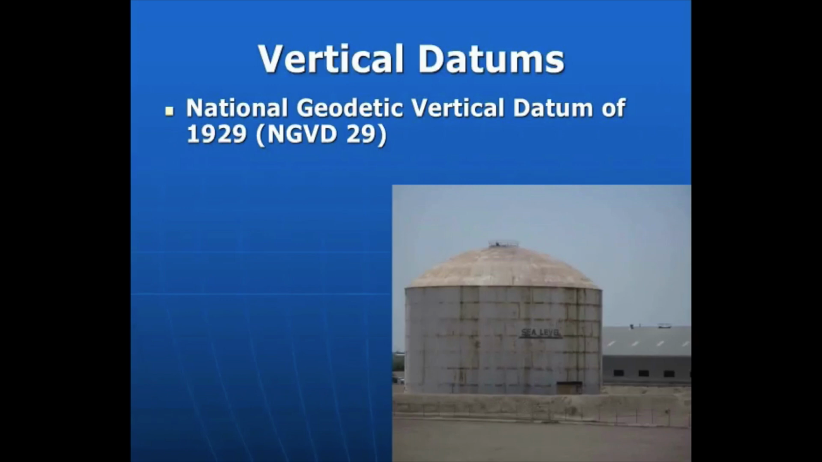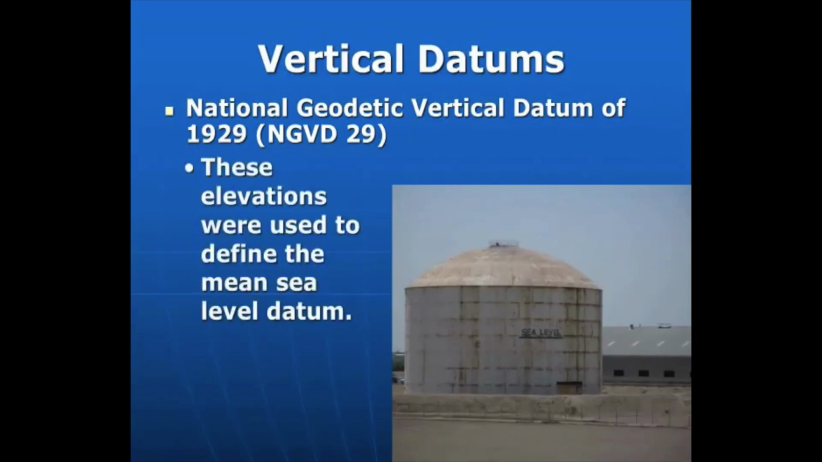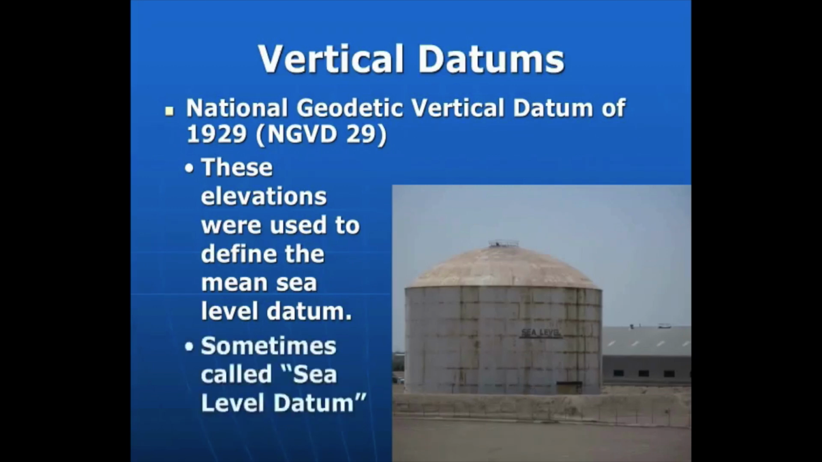In the southeastern corner of California. So the first vertical datum accepted in the United States was the National Geodetic Vertical Datum from 1929. They used different points of elevation to define what was sea level. So you see where I'm going? This is what's known as the sea level datum.